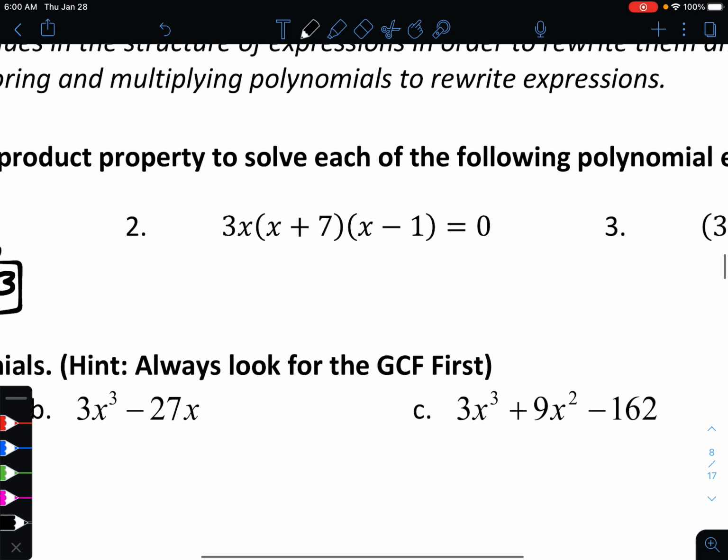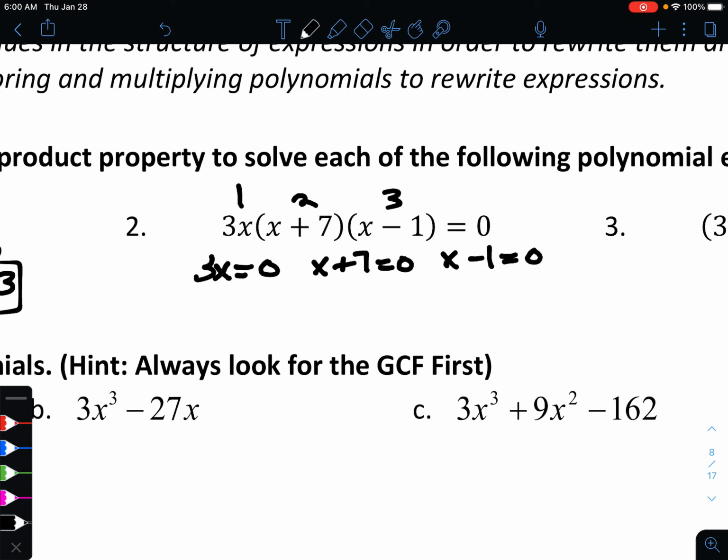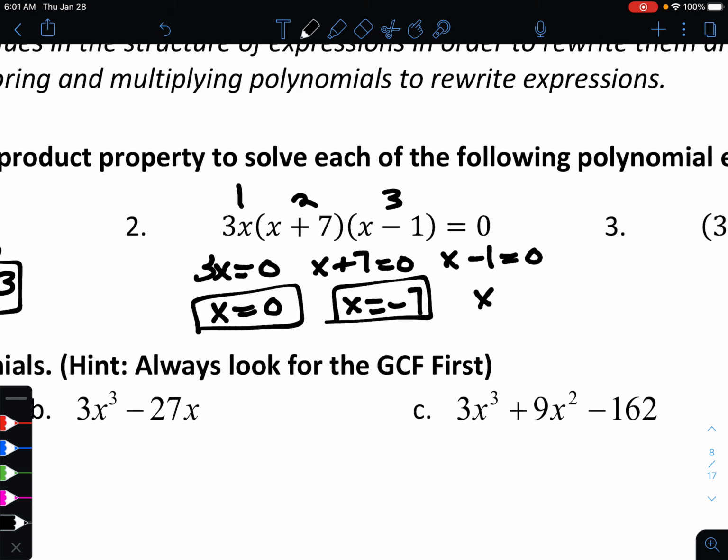All right, let's do that on number 2 as well. Now this time we actually have 1, 2, 3 factors. So for the first one, we set 3x equal to 0. For the next, we set x plus 7 equal to 0. And for the final one, we have x minus 1 equals 0. So then solving each of those for x, the first one we divide by 3 on both sides and get x equals 0. The next we subtract 7, so x equals a negative 7. And for the last, we add 1, so x equals a positive 1.